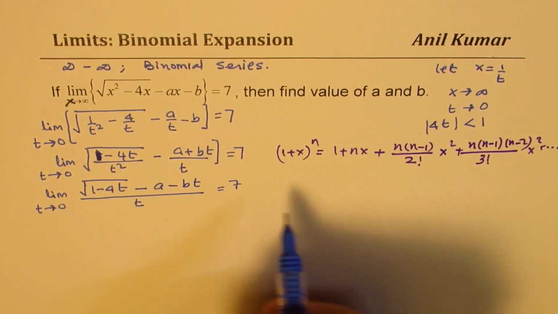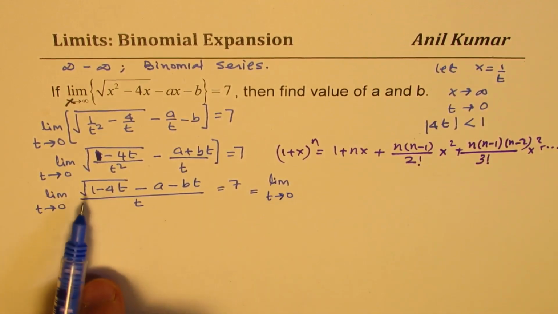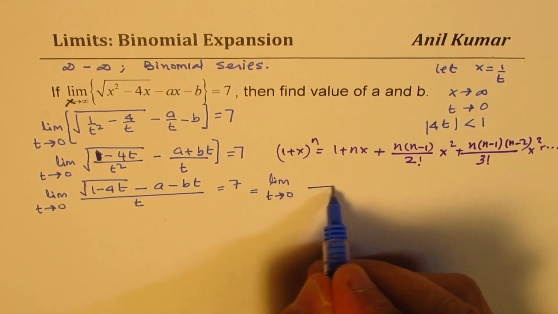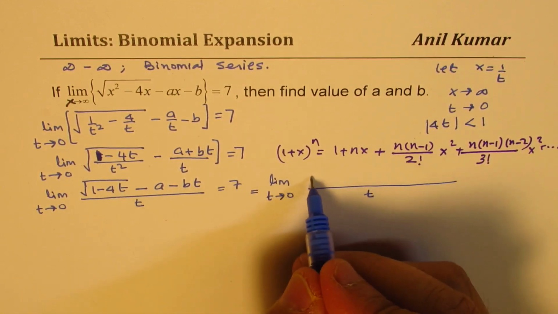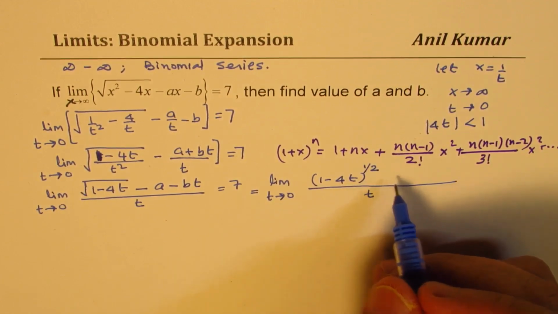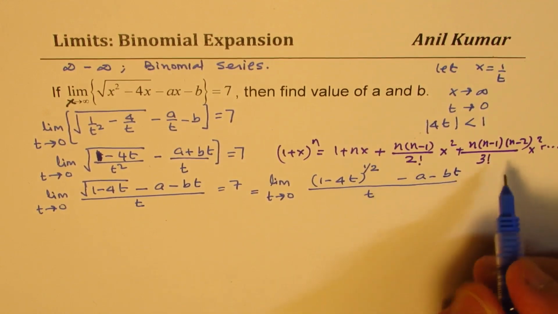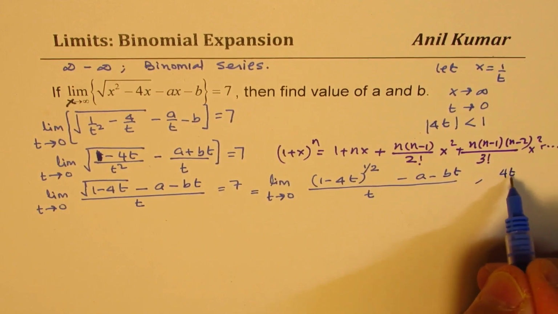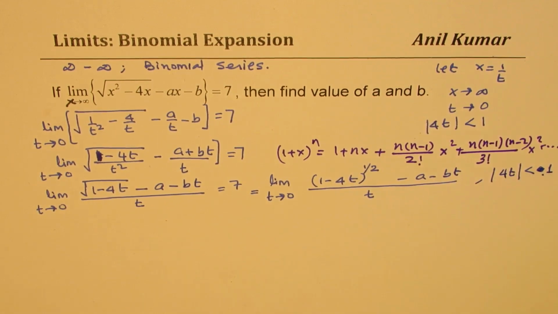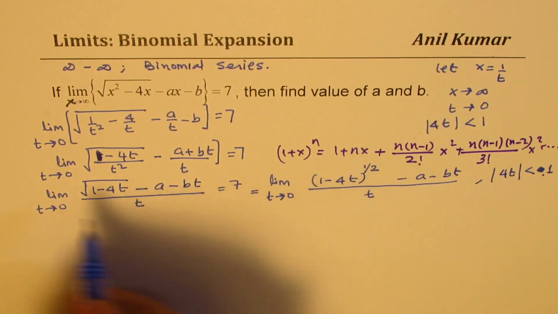So if you expand this, what do you get? So we get the limit as t approaches 0. So this is to the power of half. So let me rewrite this first, and then we'll expand it in the next statement. So we have here t, and I could write this as (1 minus 4t) to the power of half, right? And we have the term minus a minus bt. As you see, in this case, 4t is much less than 1, it approaches 0. Now we'll apply this expansion here, right? So we know all this is equal to 7.